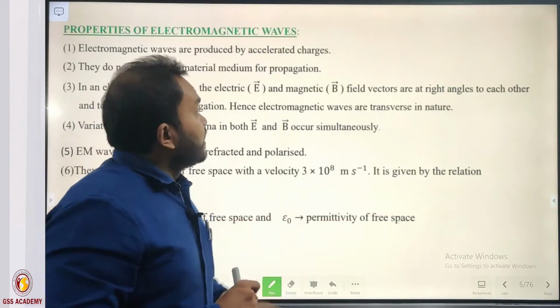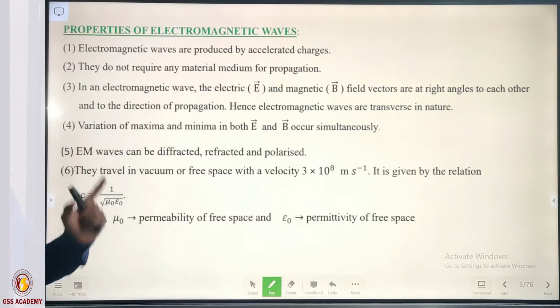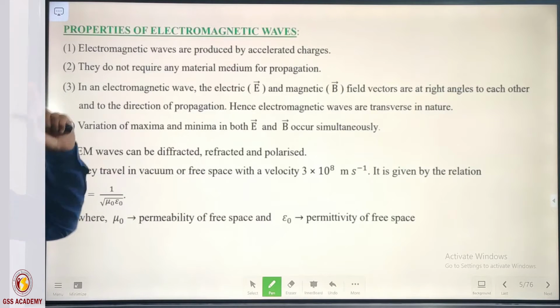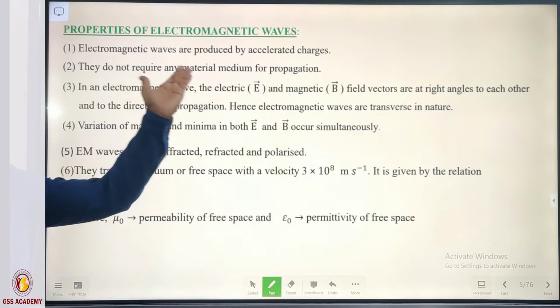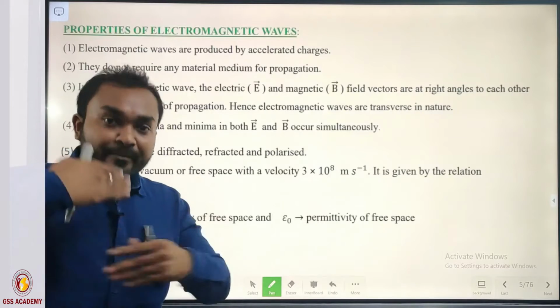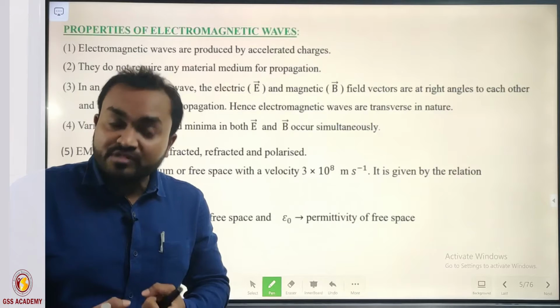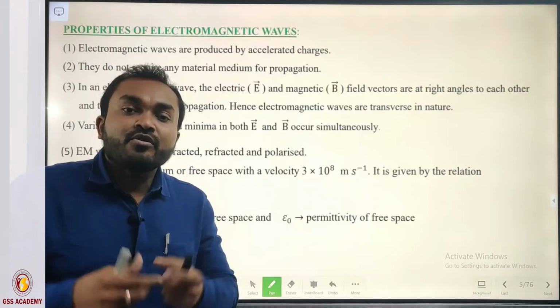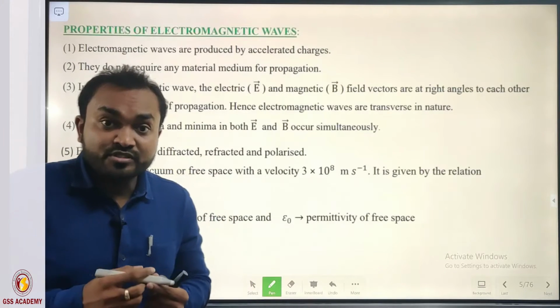Now, these are some properties I put here to show you how electromagnetic waves basically behave. There are some 5-6 properties that define the electromagnetic wave. Electromagnetic waves are produced by accelerated charge. I will show that when I describe Maxwell's equations elaborately. If you first understand Maxwell's equations, then you will understand all the concepts of how this happens. So Maxwell's equations are very important.